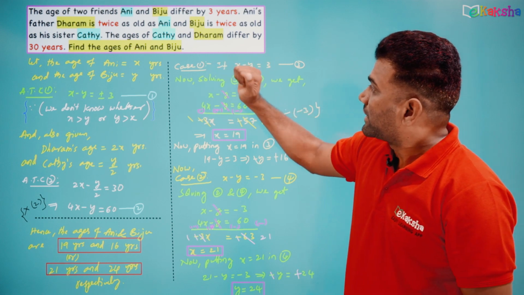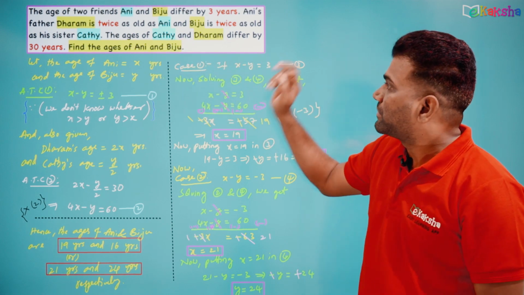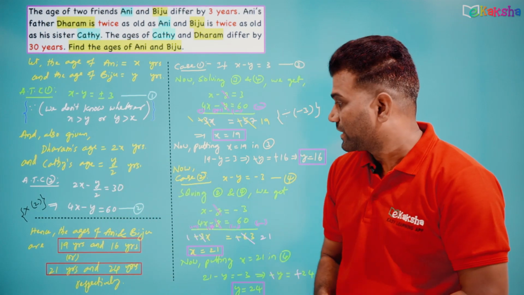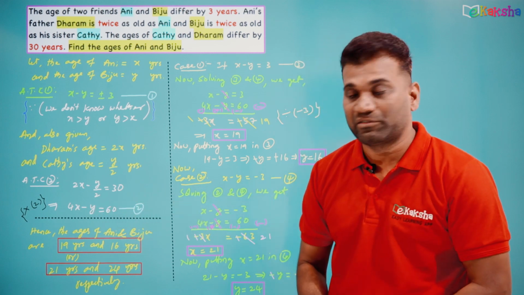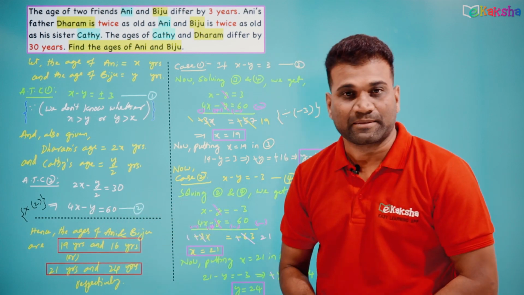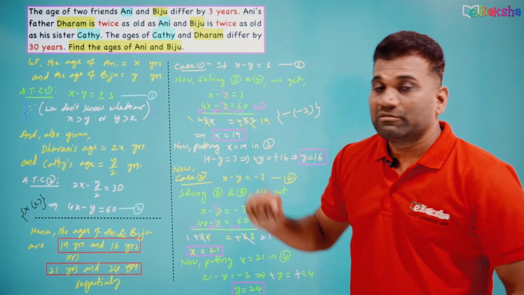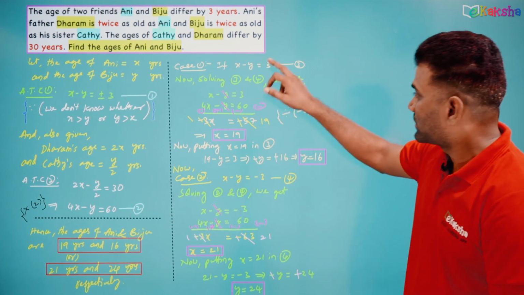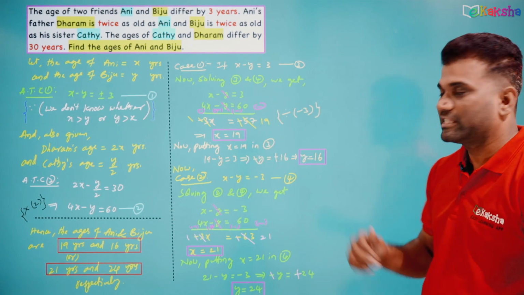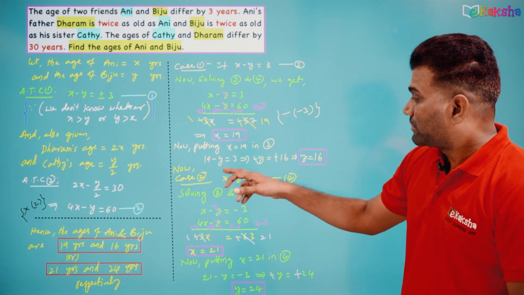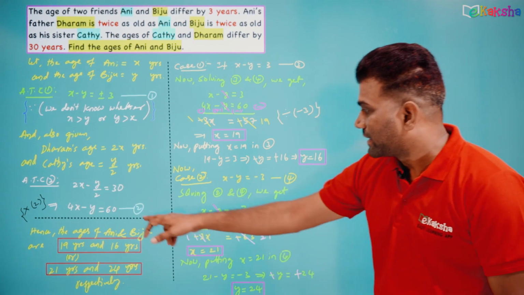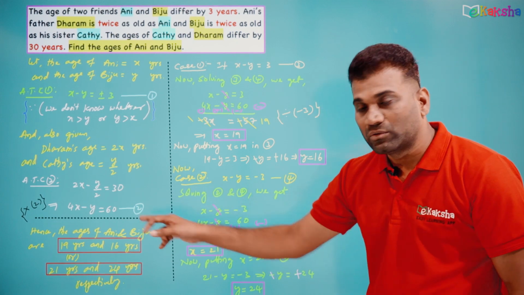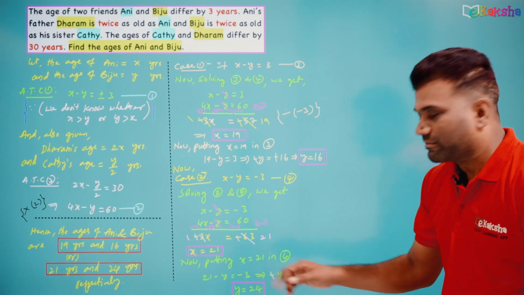And also given a condition, that is the ages of Cathy and Dharam differ by 30 years. That is 2x minus y upon 2 is equal to 30. We can formulate the equation like this, and from this we have got another linear equation, that is 4x minus y equals 60. Now in equation 1 we have two cases, one is positive, another one is negative. So on taking positive 3 and equation 2, on solving these two, we have got x equals 19, y equals 16. And based on case 2, that is on taking negative 3 and let us give some name, this is 4, and on solving 4 and 2, we have got x is equal to 21, y equals 24.